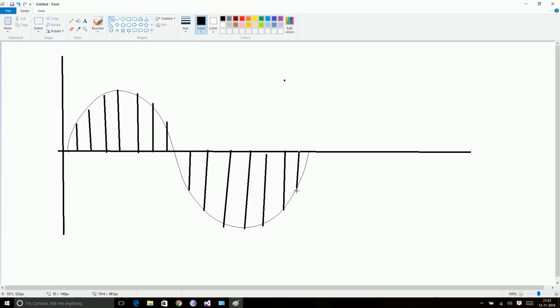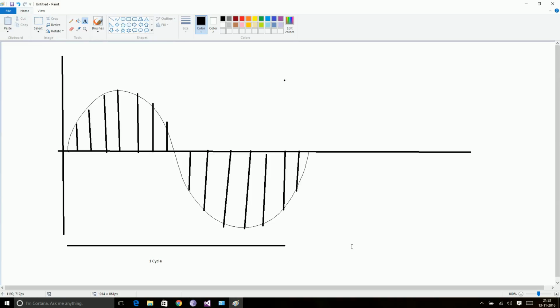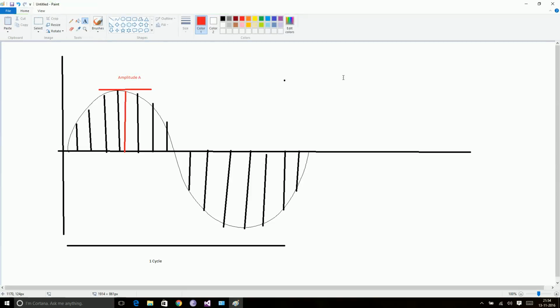Now, this we call one cycle of a sine wave. This is known as one cycle. Okay? This is known as the amplitude. This is the amplitude of the signal. Let's say it is represented by A.